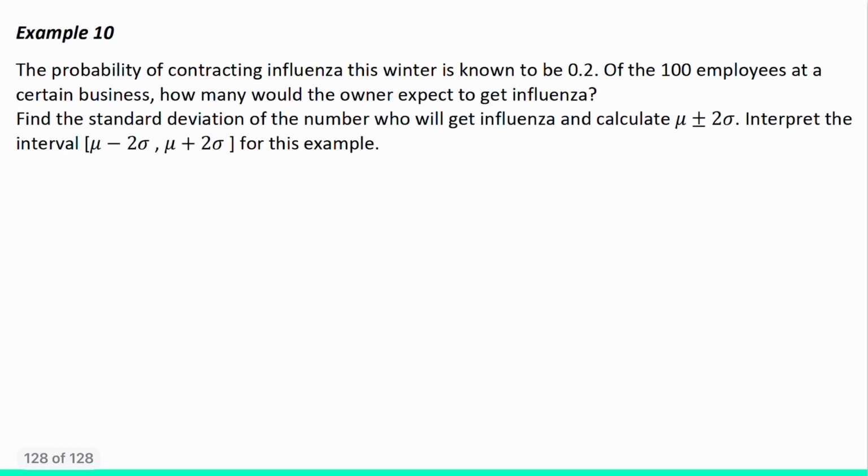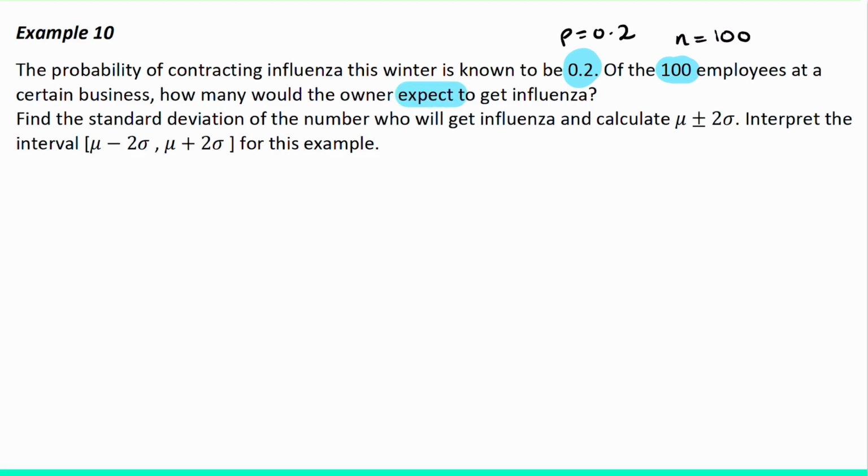All right, we're up to our last example. The probability of contracting influenza this winter is known to be 0.2. So I can already highlight that and write probability equals 0.2. Of the 100 employees, more information, the number of trials I've got is 100, at a certain business. How many would the owner expect to get influenza?